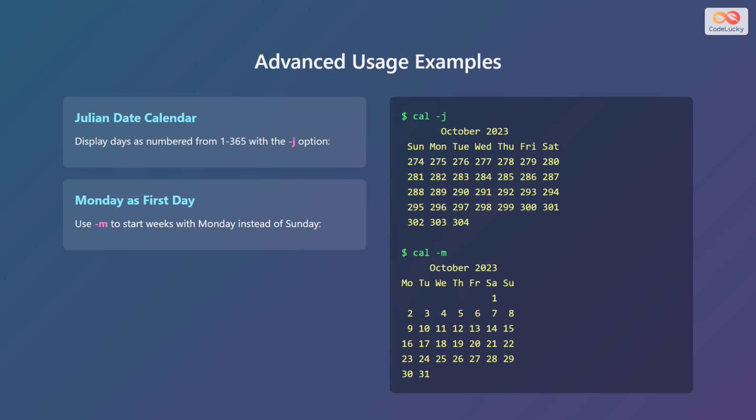Let's explore some advanced examples of using the cal command. To display days as numbered from 1 to 365, use the -j option. This is useful for certain calculations or tracking specific days of the year. To start weeks with Monday instead of Sunday, use the -m option. This changes the calendar's display to align with different cultural or organizational preferences. Here are some examples. The command cal -j displays the calendar with Julian dates. The command cal -m displays the calendar with Monday as the first day of the week.